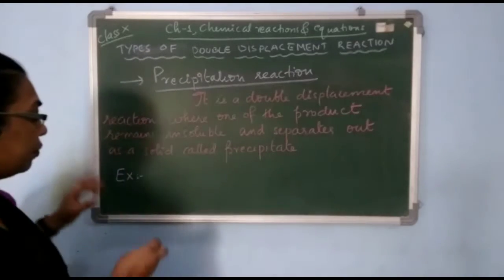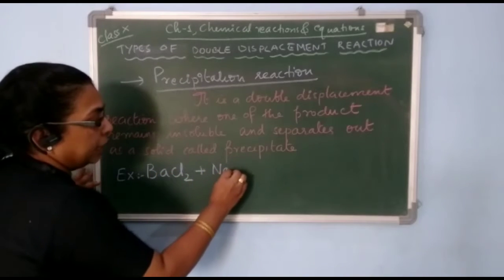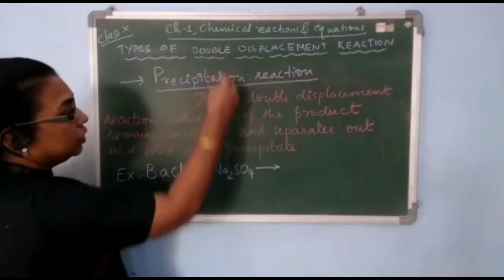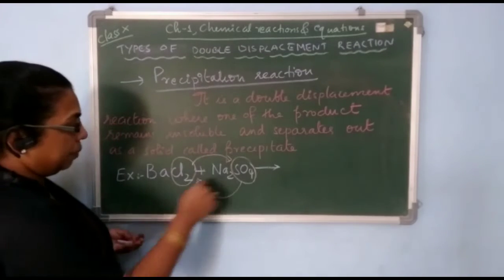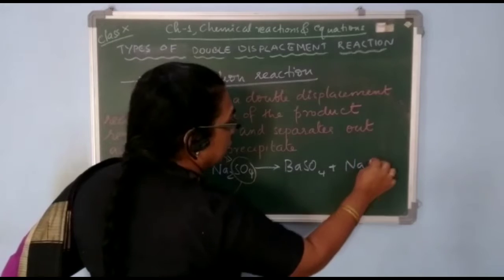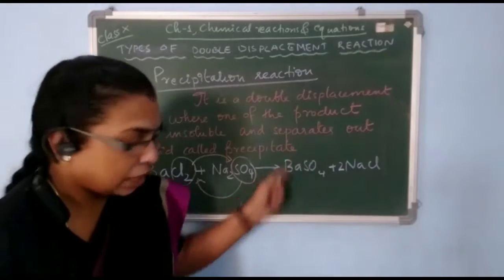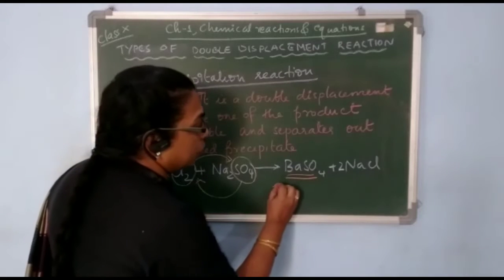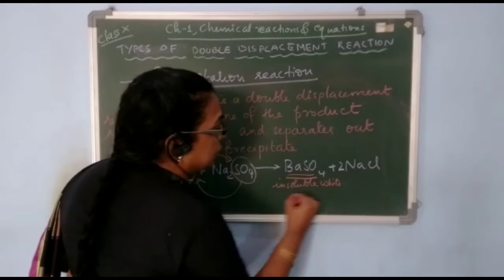Let's see the example. Here I am taking barium chloride, the formula BaCl2, plus Na2SO4. Again, in the displacement reaction there is exchange of ions. So what happened? Ba will combine with SO4 and sodium will combine with chloride. Right? And the barium sulfate formed here forms an insoluble white precipitate.